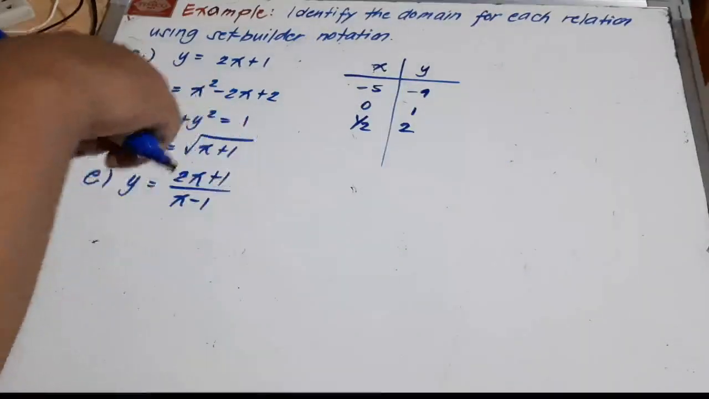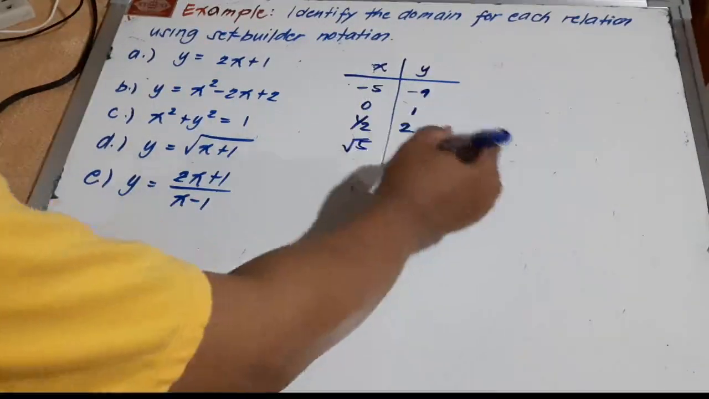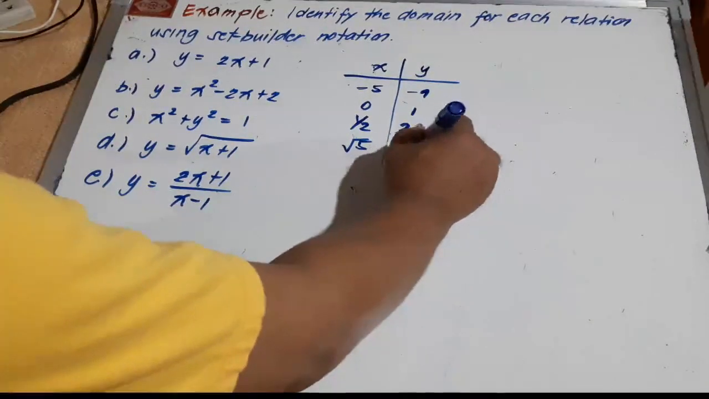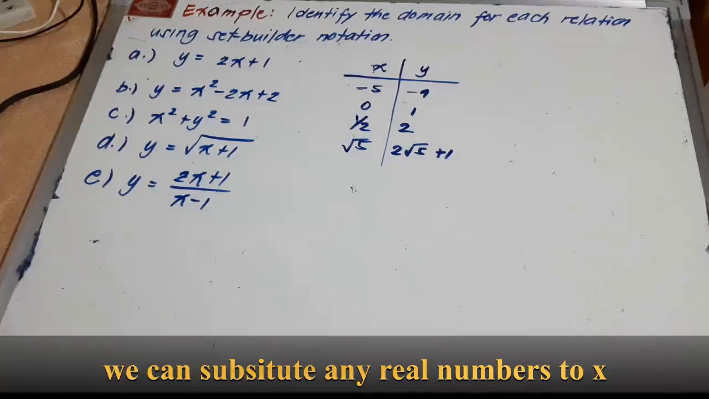So, ibig sabihin, we can assign any value to x. Okay? Any value, pwedeng integer, pwedeng fraction, even radical. We can assign x equal to square root of 5. Diba? If x equals square root of 5, the value of y is 2 square root of 5 plus 1. So, ibig ko sabihin, since we can assign any numbers dito, mapa integer, positive and negative numbers, 0, radical, rational numbers, decimal, irrational numbers, pwede rin natin ilagay.